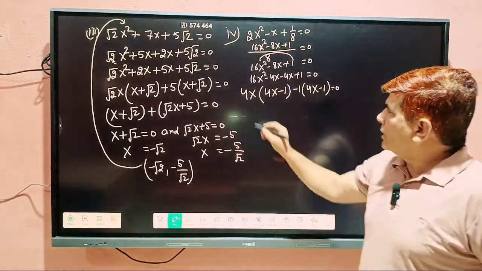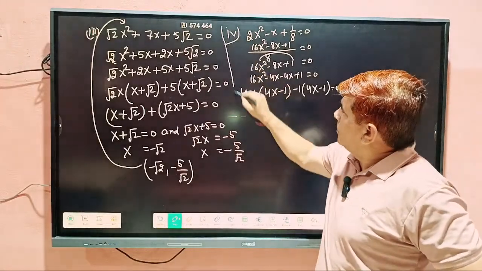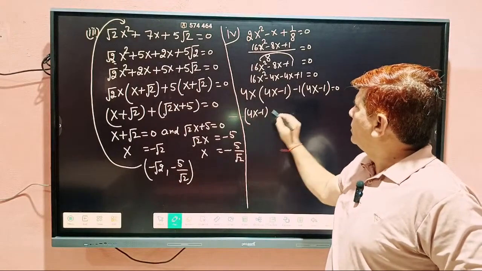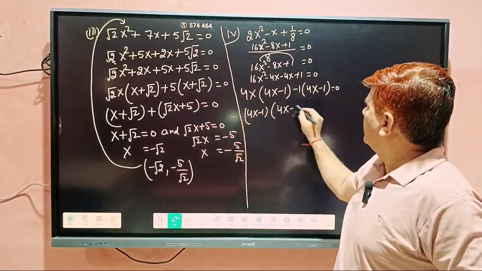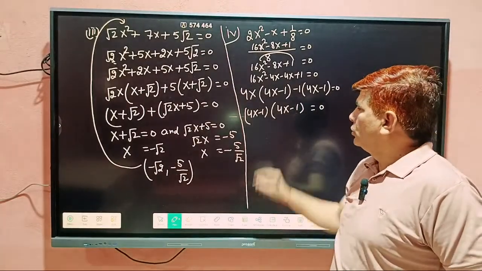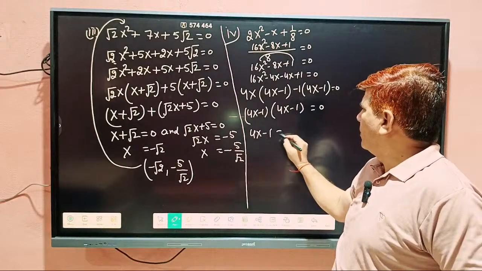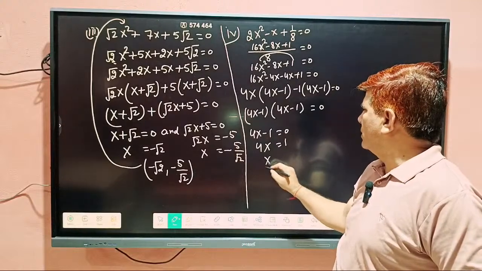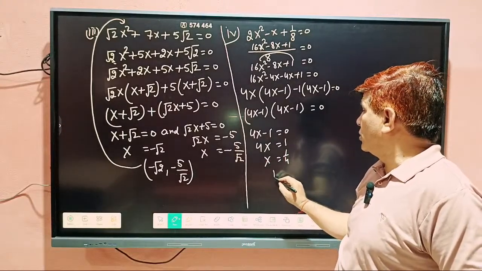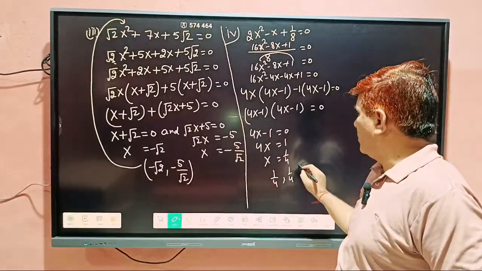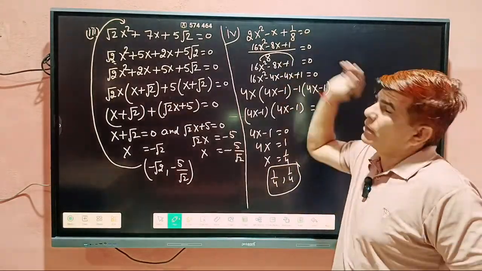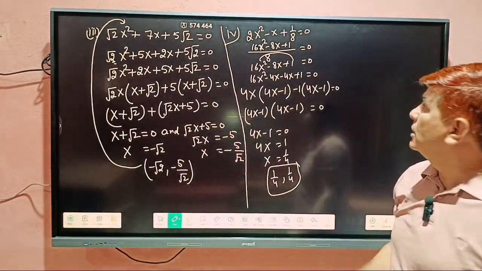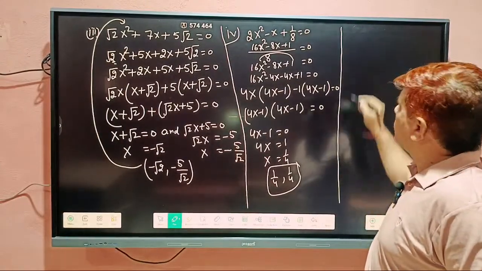Yes or no? So what's common now? 4x minus 1 is common. So how much is left? 4x minus 1 equal to 0. So put this equal to 0, or this same. So 4x is equal to 1, x is equal to 1 by 4. So its roots are what? 1 by 4 and 1 by 4 are the roots of the given quadratic equation. Easy or not? So much easy, if you can understand.